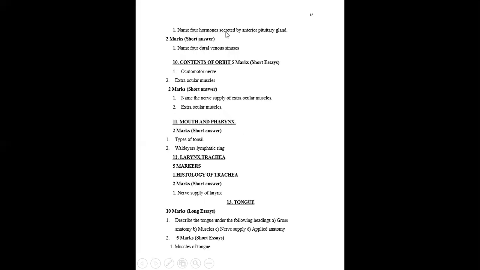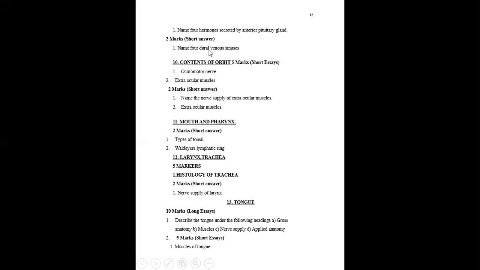Coming to back of neck. And before that, in the neck, you may get questions like infrahyoid group of muscles. Back of neck, 5 markers are trapezius muscle. So this is asked here, trapezius. And cranial cavity, 5 markers are: name the 4 hormones secreted by anterior pituitary gland. Another question can be parts of pituitary gland. That also can be asked.